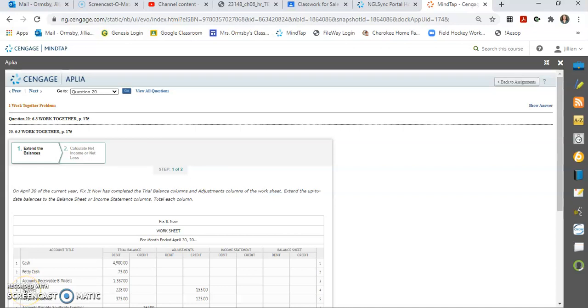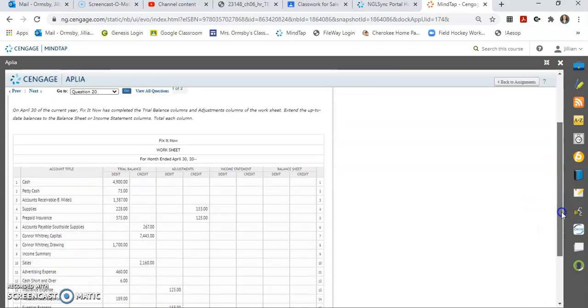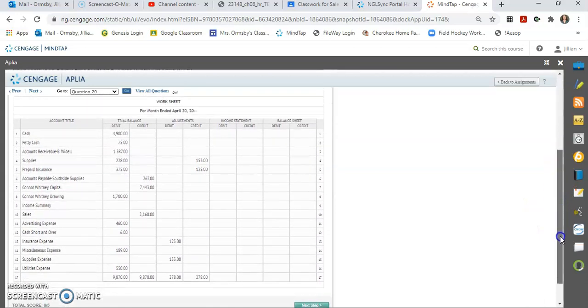All right, guys, today we're doing the 6.3 work together, and what we're basically doing here is finishing up our worksheet. So on April 30th of the current year, Fix-It Now has completed the trial balance columns and the adjustment columns of the worksheet. Extend the up-to-date balances to the balance sheet or income statement columns and total each column. So what we're going to do is just take a look at our worksheet here.